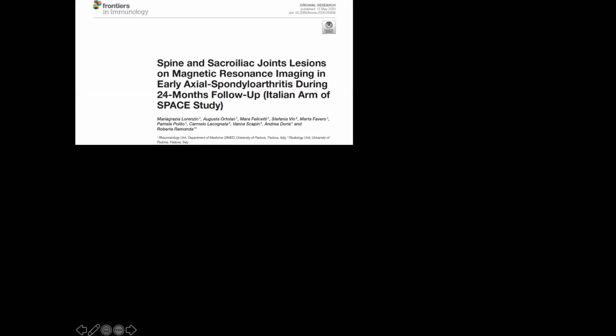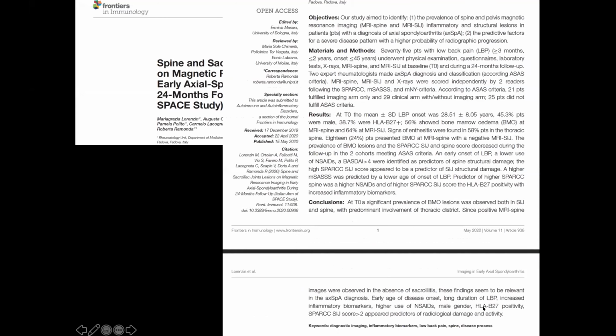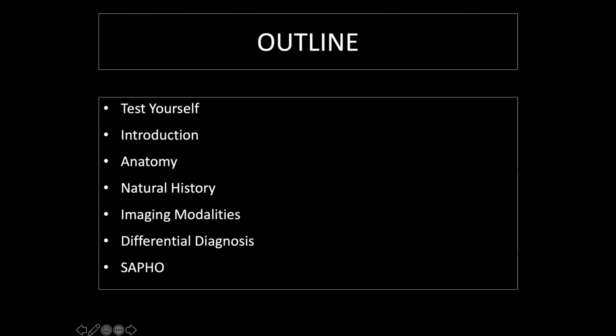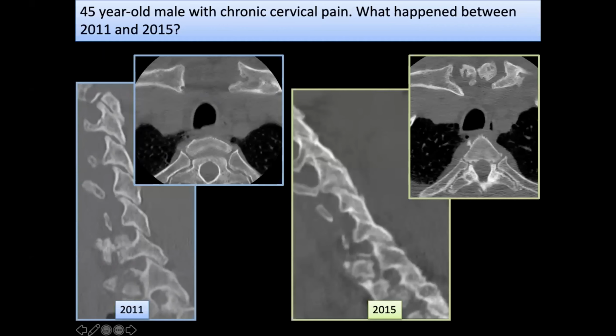For instance, there is this paper that was published last month that was focusing on studying the prevalence of spinal and sacroiliac involvement in spondyloarthritis, and it showed that 1 in 4 patients had thoracic spine bone marrow edema without sacroiliac joint disease, and for that the authors concluded that isolated spinal involvement is actually relevant for diagnosis. So we will start with a quiz.